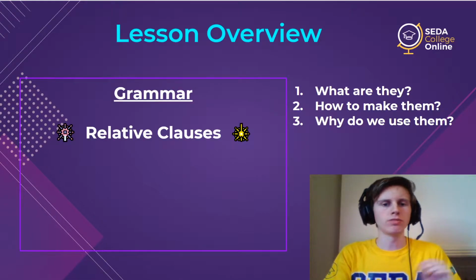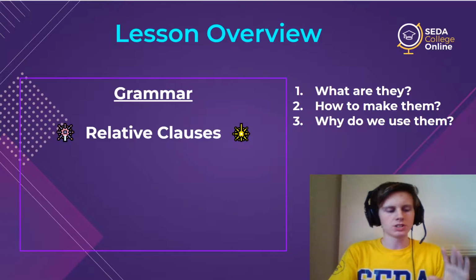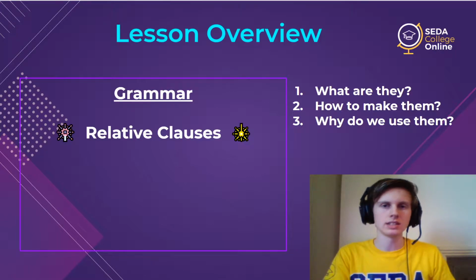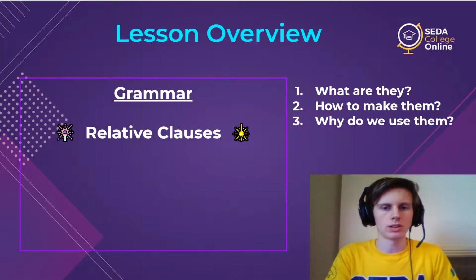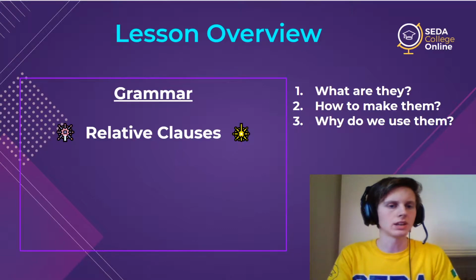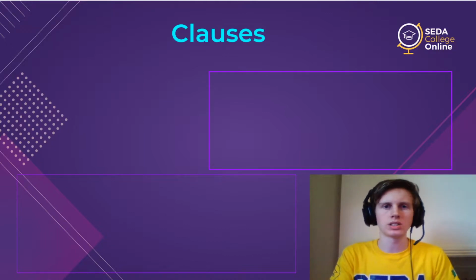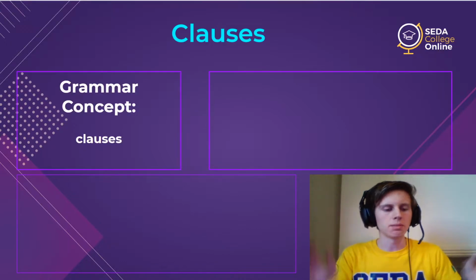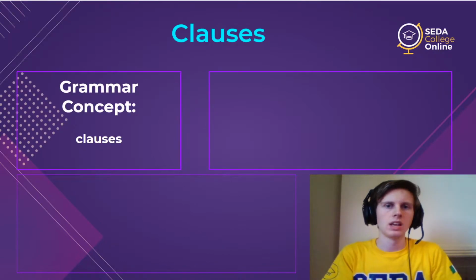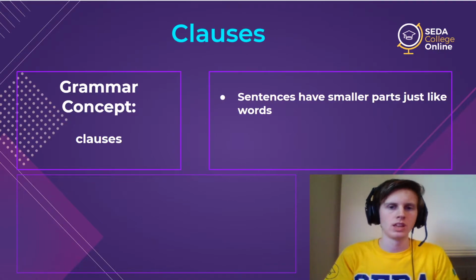Okay, so before we begin though, I need to do a bit of review. If you watched my conditional language lessons, you saw a bit about clauses. So I'm going to talk about them again, just in case you've forgotten or in case anyone is new here watching this lesson. A clause is one of the fundamental parts of language. All parts of language can be broken into smaller sections. And so sentences are the exact same way. Sentences have smaller parts just like words.